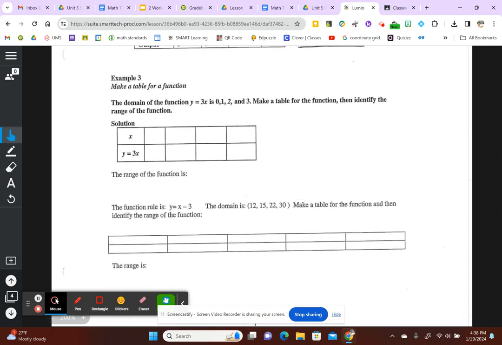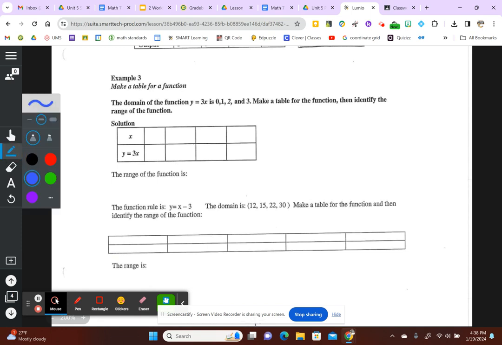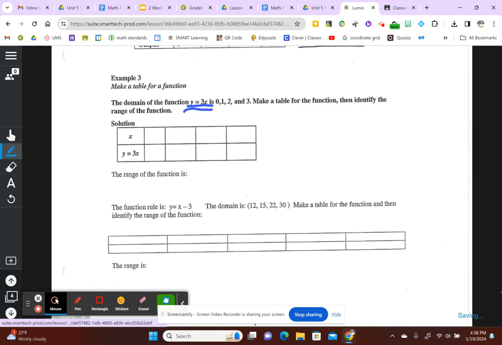Now, this says make a table for a function. So if we're given a rule, like here, y equals 3x, I put the x here, I put the rule or the value for y here. It gives me my domain. My domain are my x values. So here I put 0, 1, 2, 3.